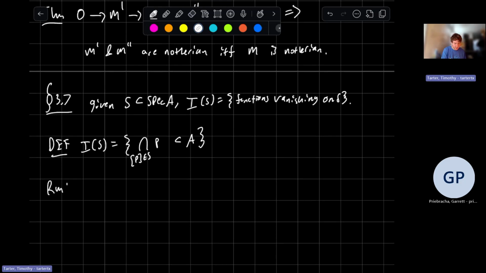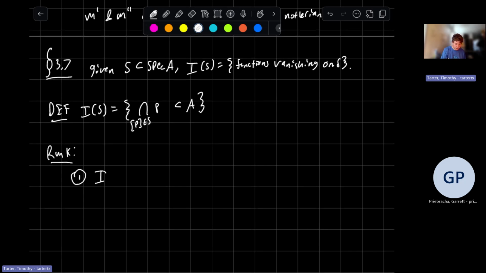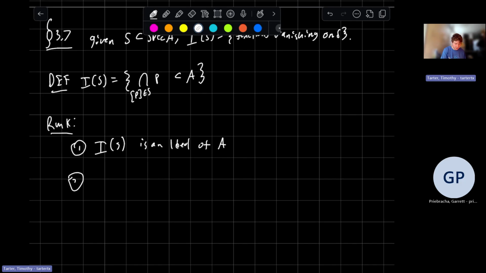So three observations. I of S is an ideal of A. I is inclusion reversing.